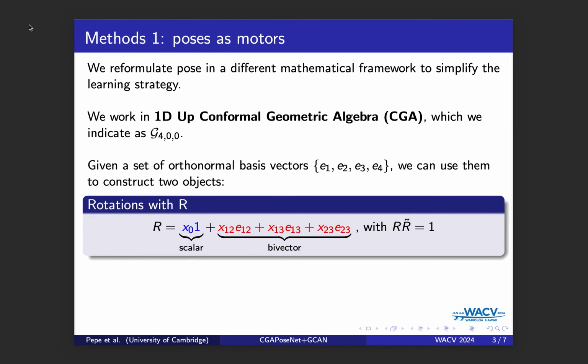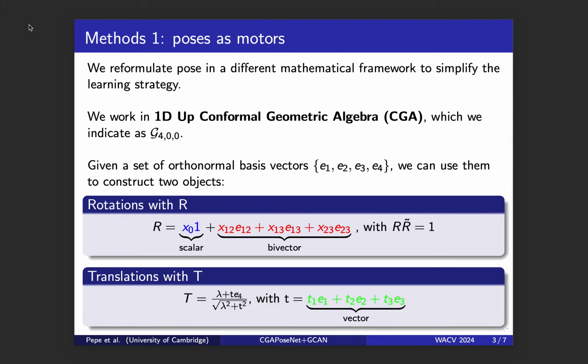We rotate objects in 1D up CGA with rotors R, which have a scalar and a vector part. Rotors are identical to rotors in 3D geometric algebra, and they're actually isomorphic to quaternions. The second object we want to build is capital T, which again can be easily constructed from a simple displacement vector t1, t2, t3. So as you can see, it's very easy to move from the standard way of representing poses into rotational and translational components in 1D up CGA.